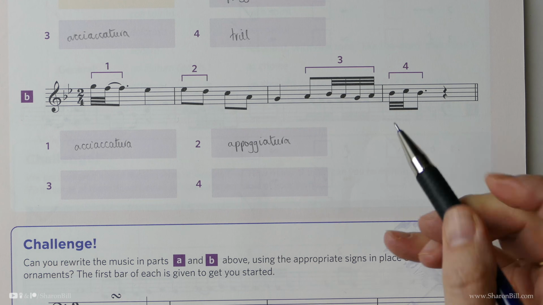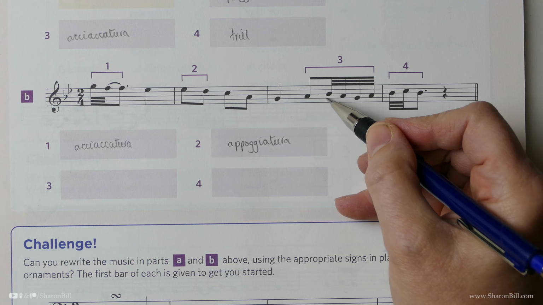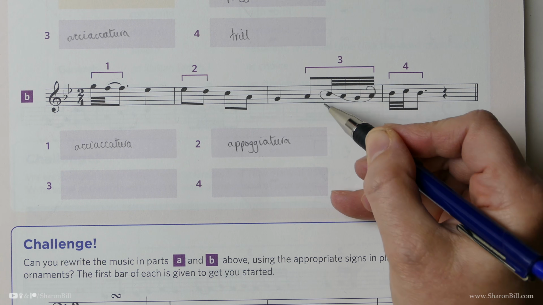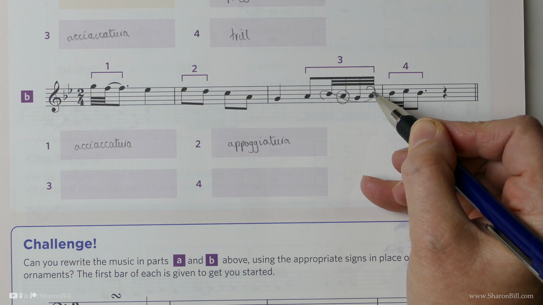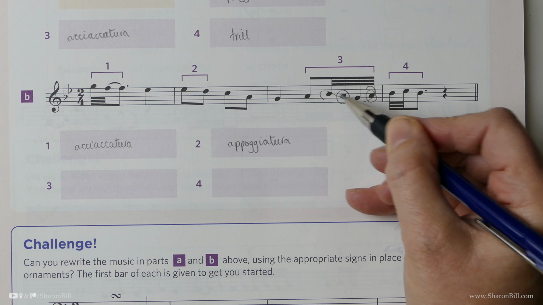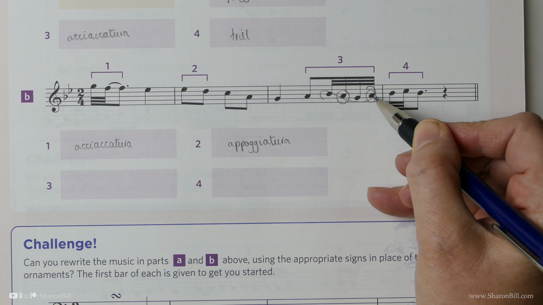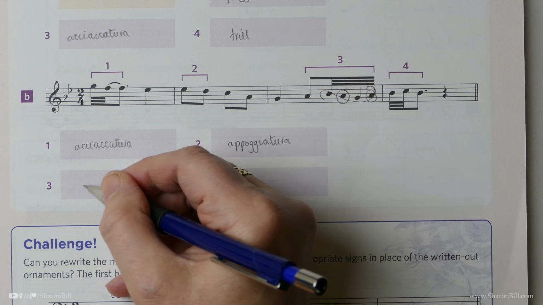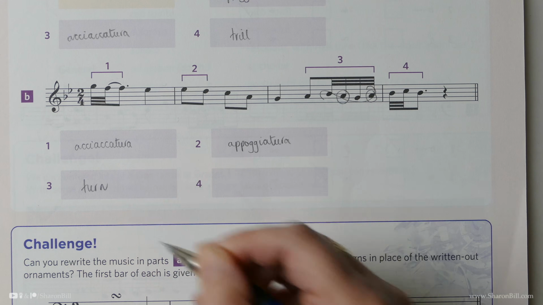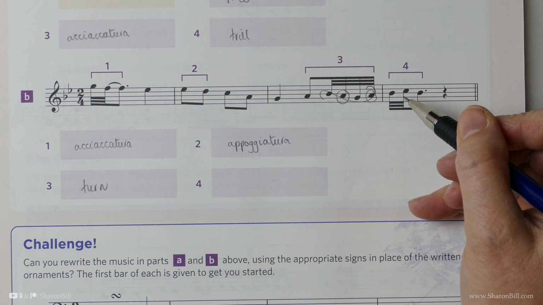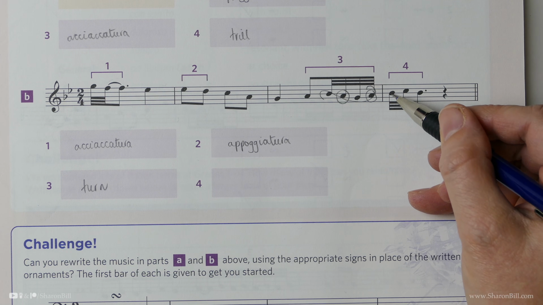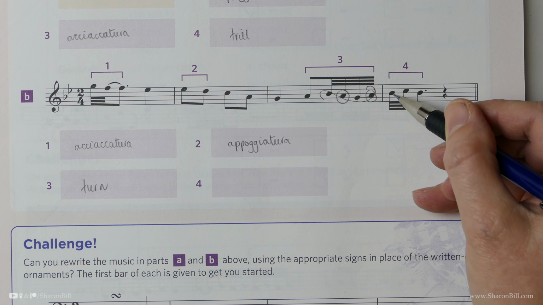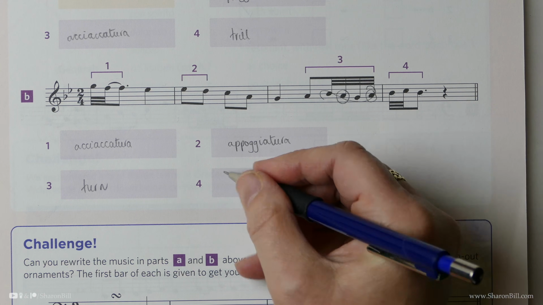And then here we can see the familiar shape of the turn as it follows. This is our main note, and then we have the note above, the note itself, the note below, the note itself as it weaves around that main note. That's the turn. And then here we have a quick blip up and then straight back again to the main note, and that's the upper mordent.